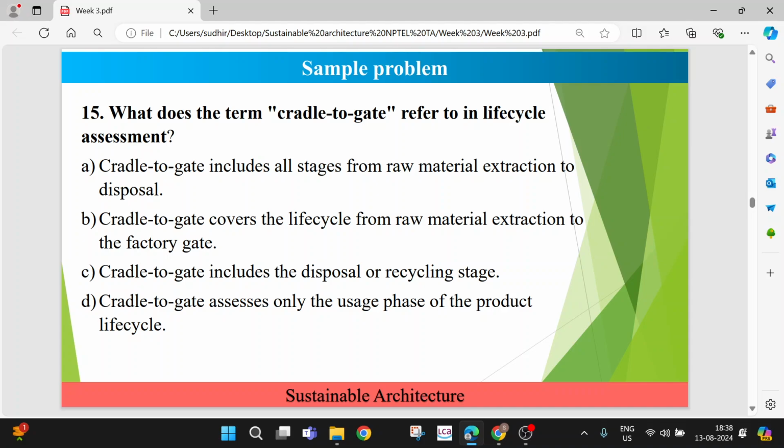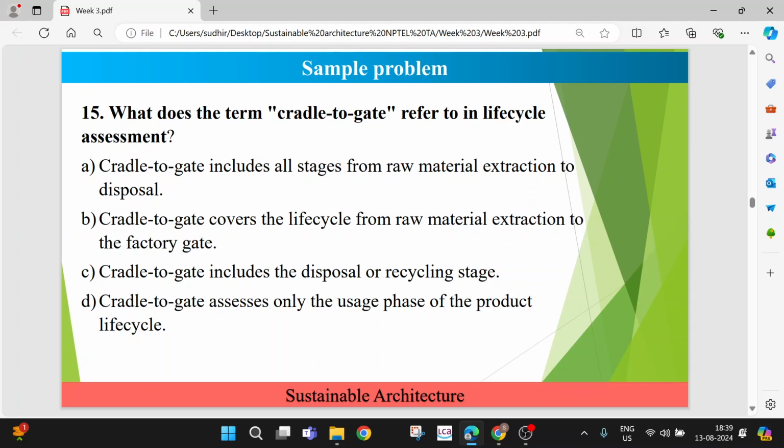Sir, is it option D, sir? Option B. So for this particular question, question number 15, option B is the right answer. That is cradle to gate. Here cradle is the starting point, you can say. Always you will be starting from cradle, or from raw material, but the gate is the inlet or outlet gate of each process. So when we are talking about cradle to gate, it covers the life cycle assessment from raw material extraction to the factory gate.